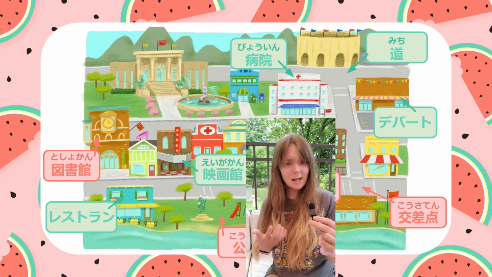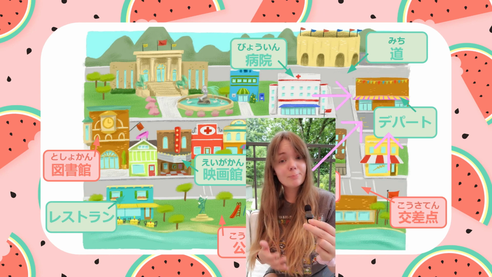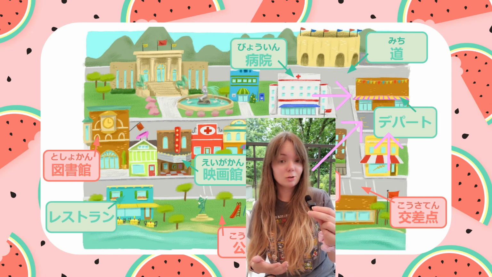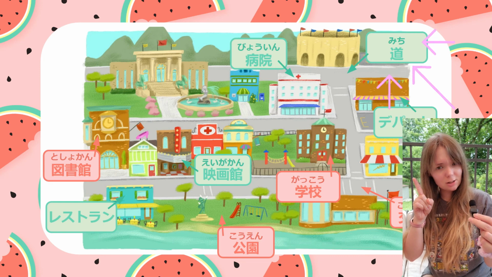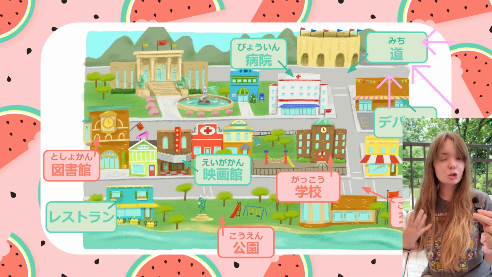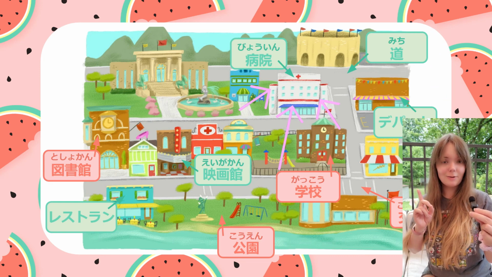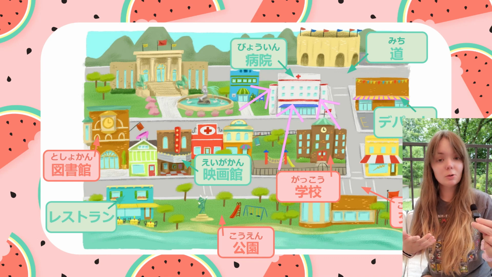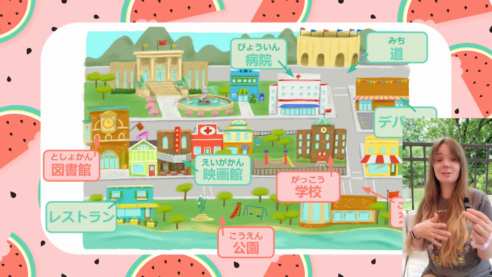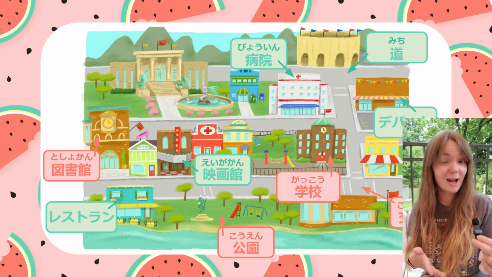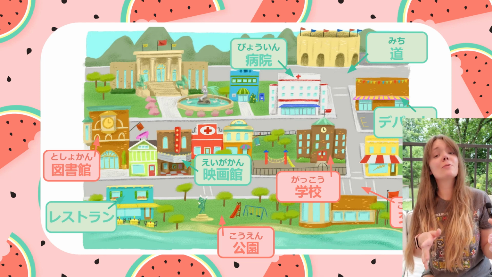こうさてん. Next up, we have another English word, デパート, which comes from the English word department. So it's a department store. At the very top, we have 道, which means street or road. And then finally, we have びょういん, which means hospital. Now, looking at this map, there are actually a ton of other words I could have used, but none of them are from the N5.